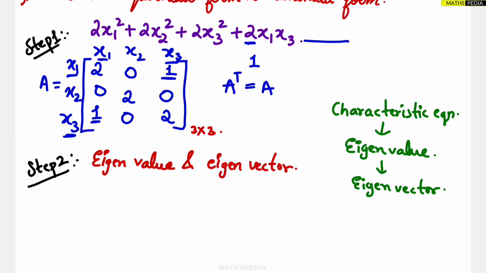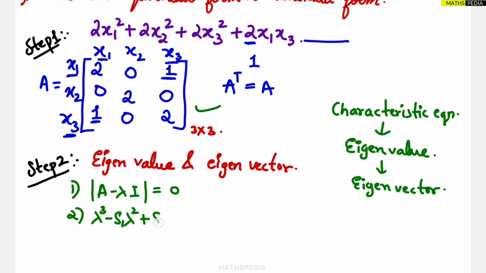So characteristic equation in the sense what? Two ways it can be found out. First way is determinant of A minus lambda I equal to 0 you have to put, where A is the given matrix, lambda is the eigenvalue, I is the identity matrix of the same form; here it is 3 cross 3, so it is also 3 cross 3. Now, the second method is by using the formula lambda cube minus s1 lambda square plus s2 lambda minus s3 is equal to 0. This is another formula.